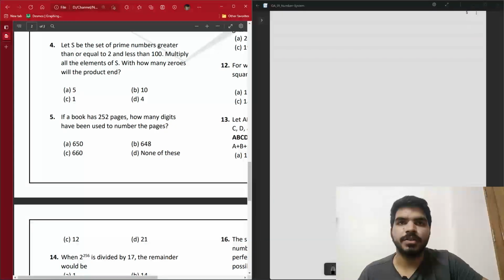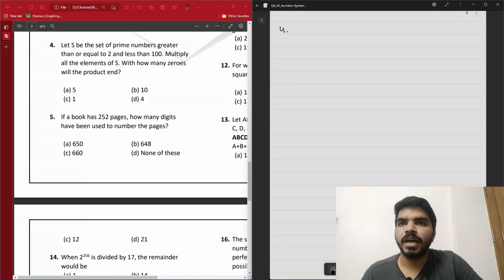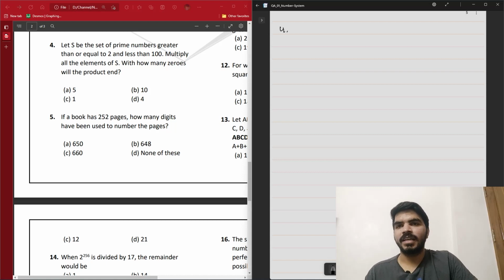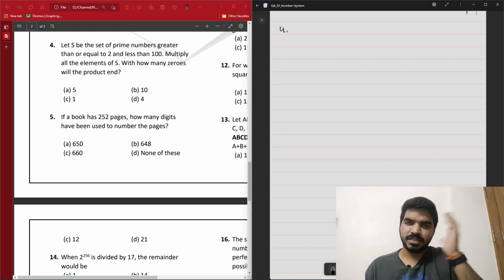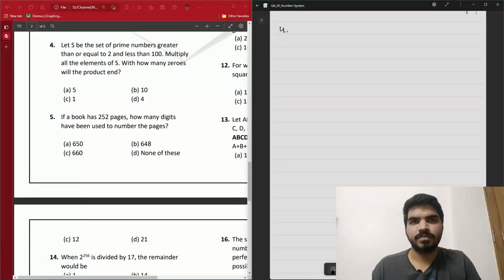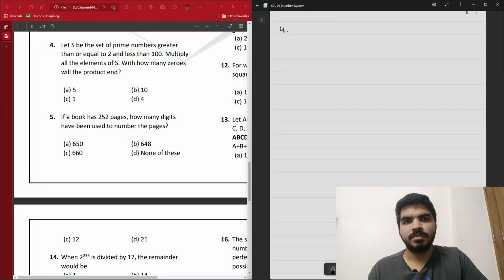Now, fourth question. Let S be the set of prime numbers greater than or equal to 2 and less than 100. Multiply all the elements of S. With how many zeros will the product end? Very fun question, and I'll give you 5 seconds. Just keep in mind the answer. The answer must be 1.